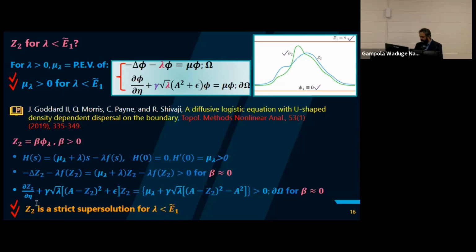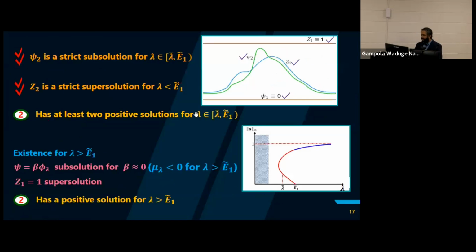So that means C2 is going to be a strict super solution for lambda less than E1 tilde if you choose your beta to be small. So that means we have a strict sub-solution and a strict super solution. Of course, you can choose your beta further small so that your strict super solution is less than your strict sub-solution at least at one point in the domain. So that means by lemma 2, our model has at least two positive solutions for lambda between lambda bar and E1 tilde. So that establishes the existence of two solutions to the left of the bifurcation point.